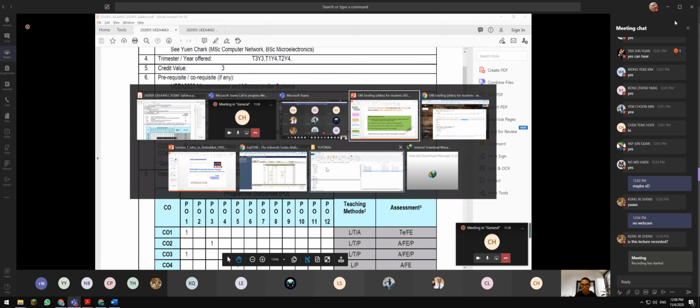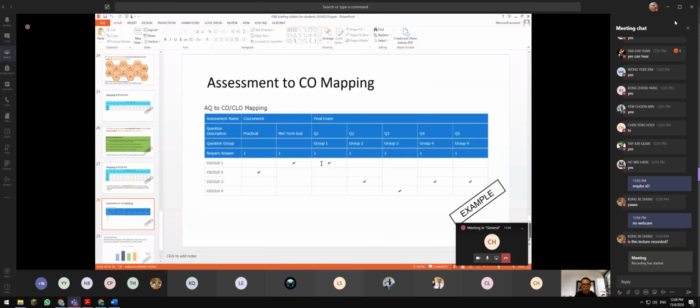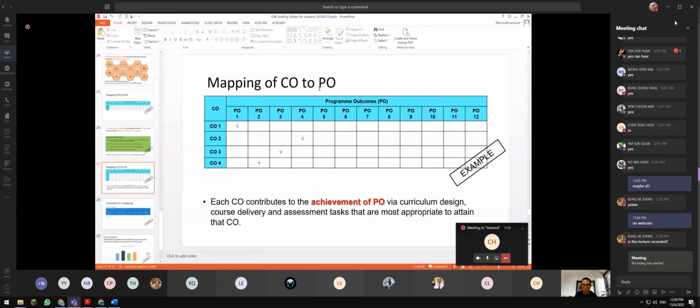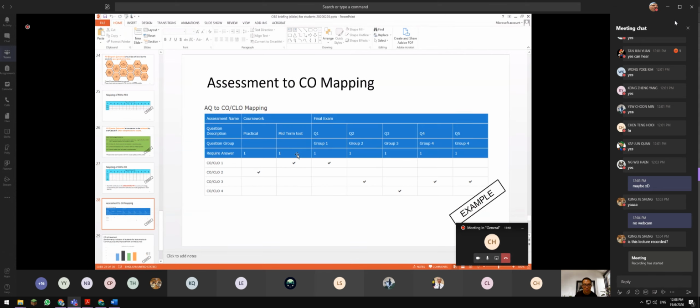Okay. So basically, we map the CO to PO as well, to ensure that you achieve the appropriate PO with the CO that we have met. Finally, the assessment of the CO. The COs are assessed through practical, midterm, and now the final assessment.